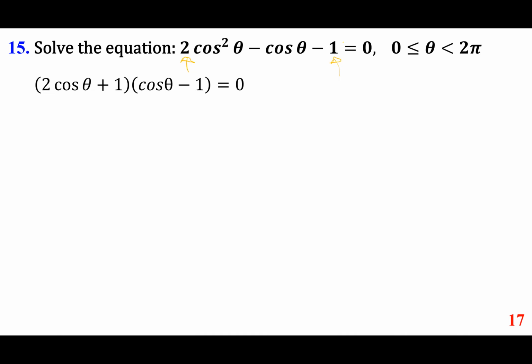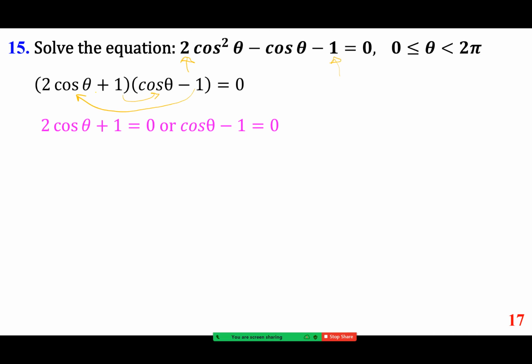And again, you should always check your work for the middle term. This is cosine theta. This is minus 2 cosine theta. They add up to minus cosine theta. So either 2 cosine theta plus 1 is 0 or cosine theta minus 1 is 0. The first one gives you negative 1/2, and the second one gives you 1.